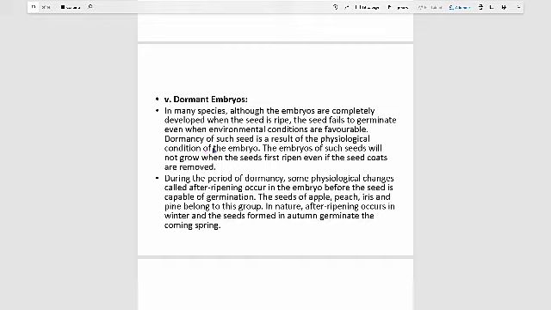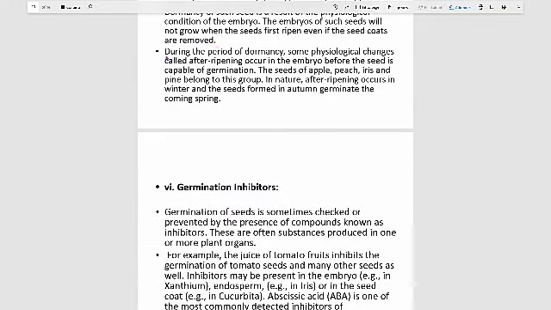Dormancy of such seeds is a result of the physiological condition of the embryo. Embryos of such seeds will not grow when the seed first ripens, even if the seed coats are removed. During the period of dormancy, some physiological changes called after-ripening occur in the embryo before the seed is capable of germination. The seeds of apple, peach, iris, and pine belong to this group. In nature, after-ripening occurs in winter and the seeds formed in autumn germinate the coming spring.